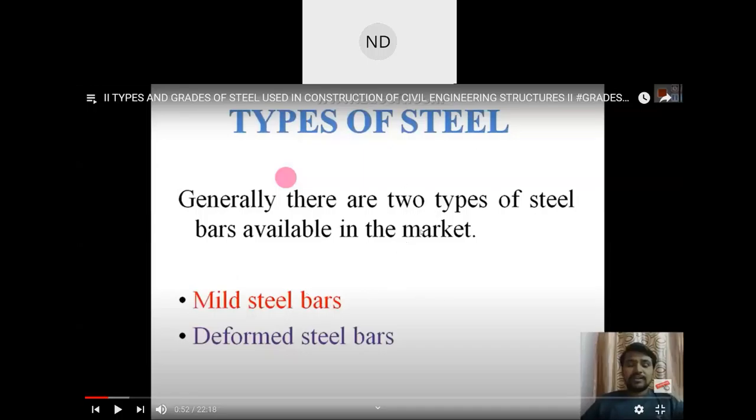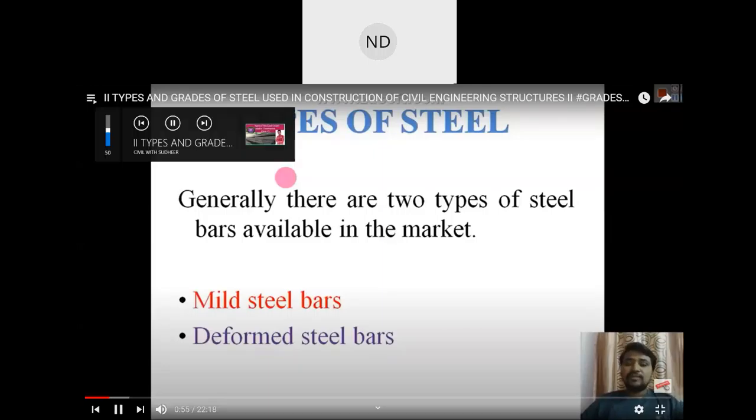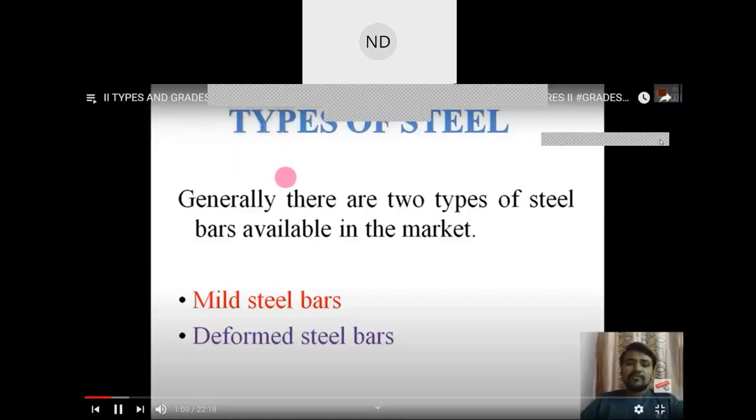Now we'll see the types of steel, the grades of steel, or the types of steel we are using. You can check this video here, through which you will understand what the different types of steels are: mild steel, deformed bar steels, all these things.